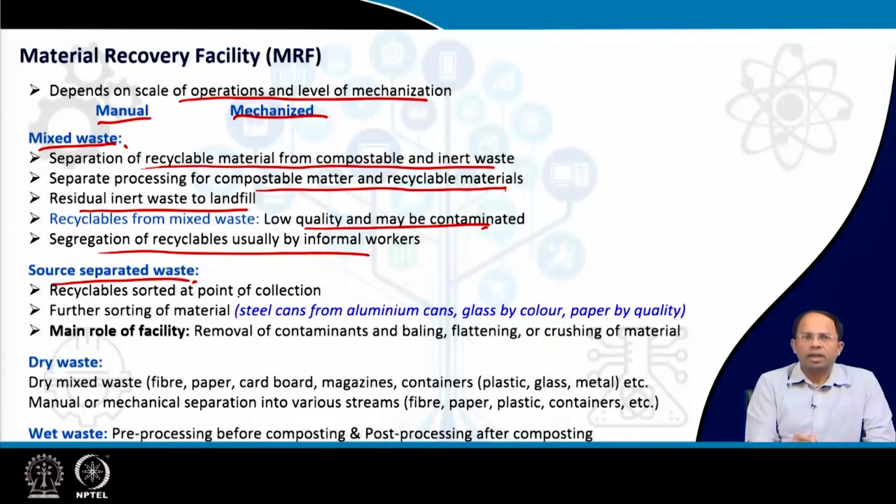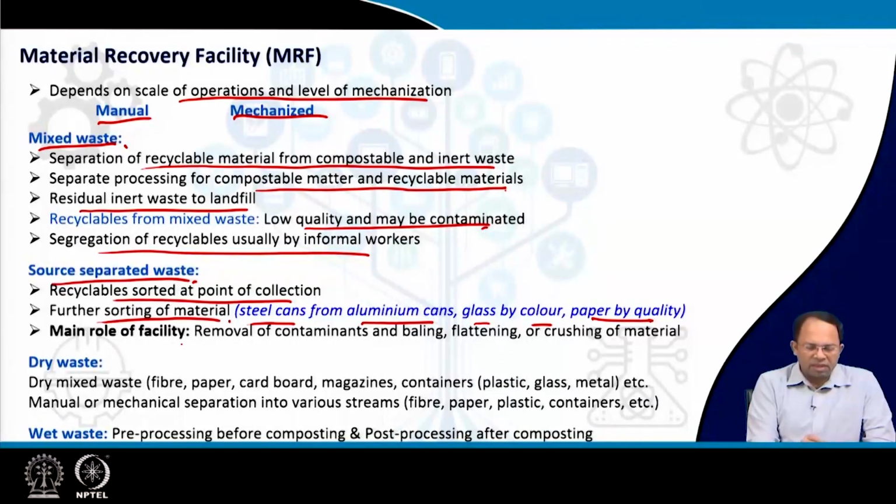In case of source separated waste, that means the waste is already separated, the recyclables are sorted at the point of collection. So, automatically some amount of categorization is done. Further sorting of materials can happen. For example, if we have got metal sorted together, then in that case steel cans and aluminum cans can be segregated in this particular facility. If glass is separated, we have to now separate glasses by different color. Similarly, paper of different quality or different types could also be separated in this particular facility.